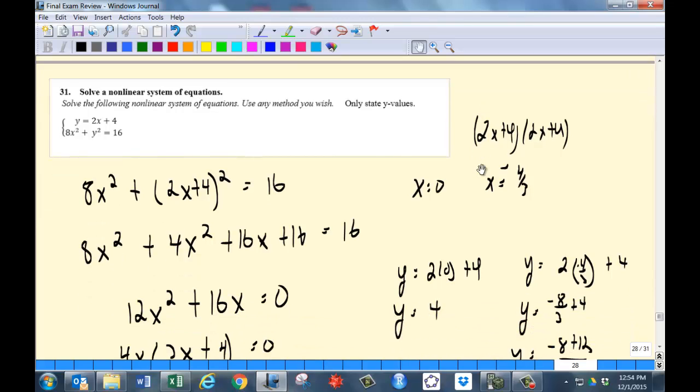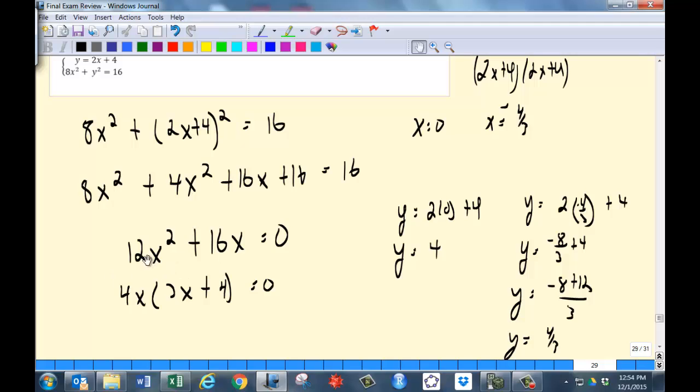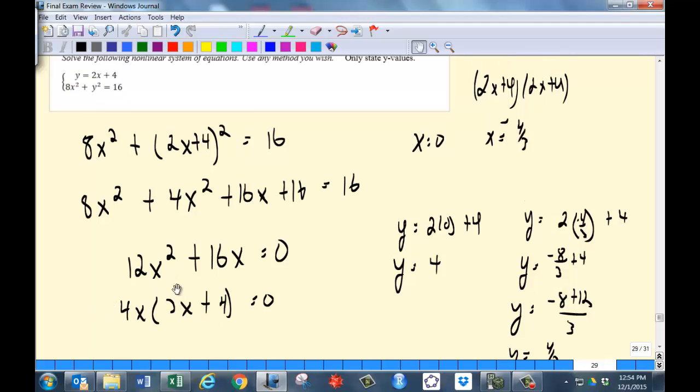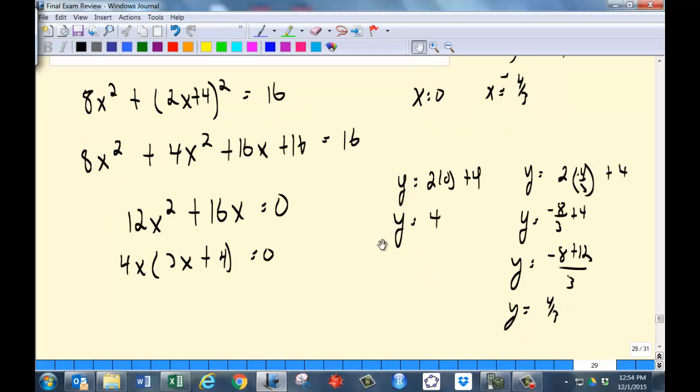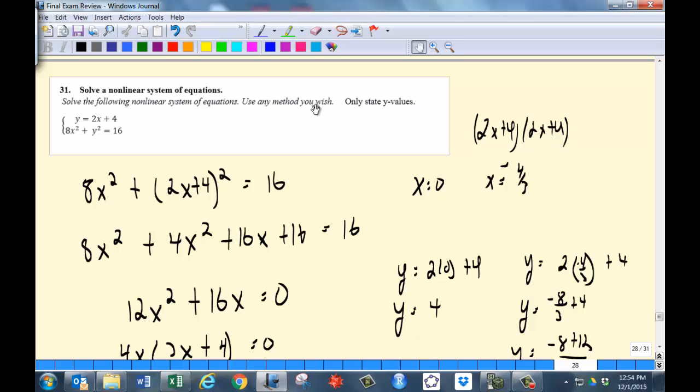And then the nonlinear system, well, since we've already got y solved for x, we just take y and plug it in here. So we get 2x plus 4 squared equals 16. That's what I did here. And then you expand this out, and you factor and set equal to 0. So we get x equals 0 and x equals minus 4/3. And then I plug that back in and I find out y. So y is 4 and 4/3. And you only want the y, so it's going to be this one and this one. I think she only wanted to only state the y values.